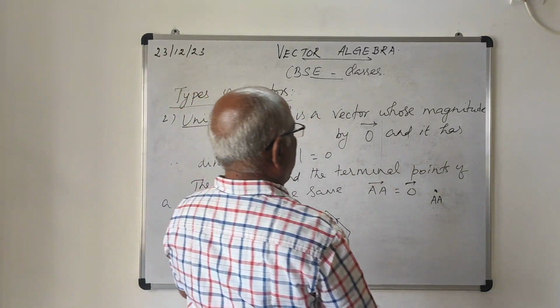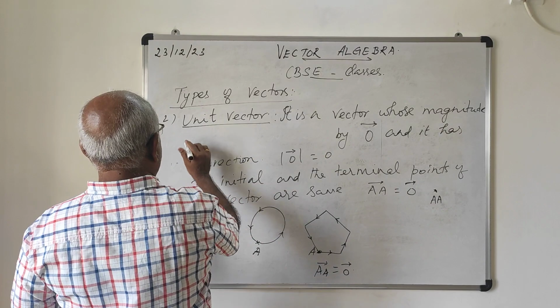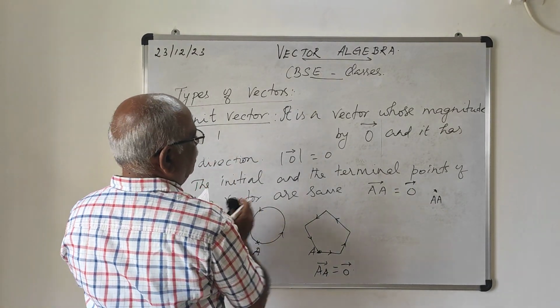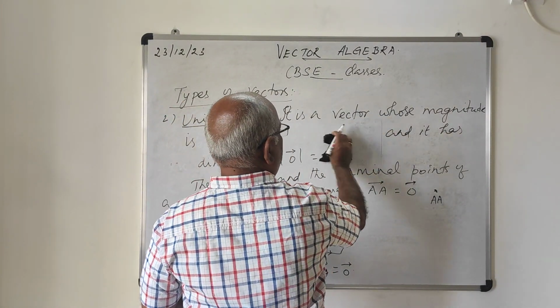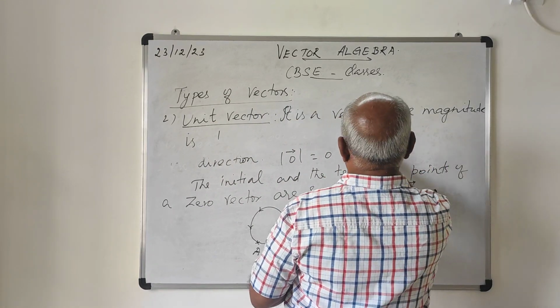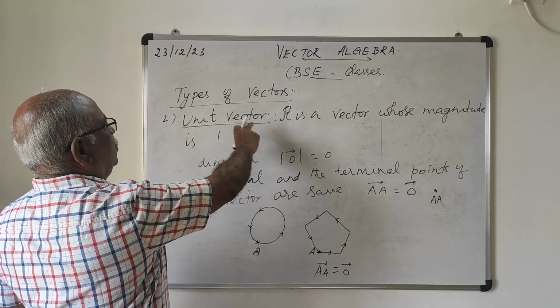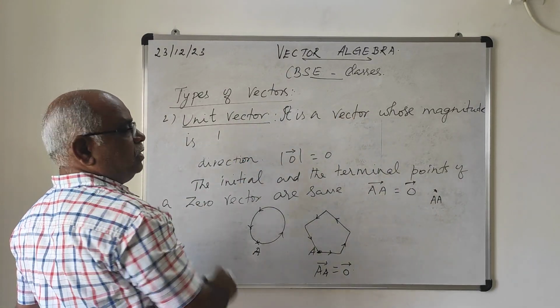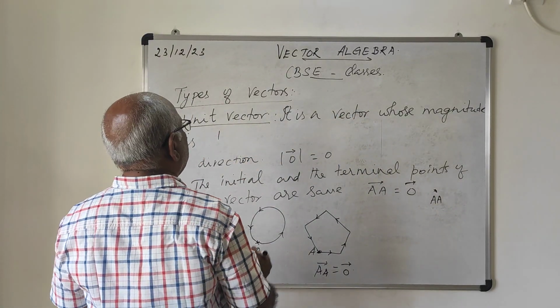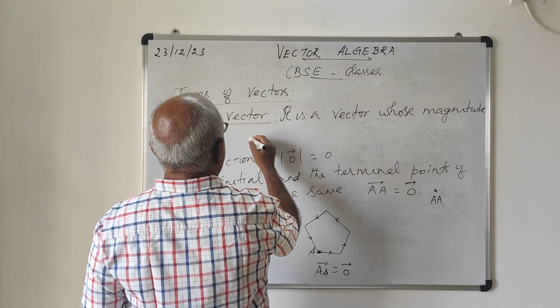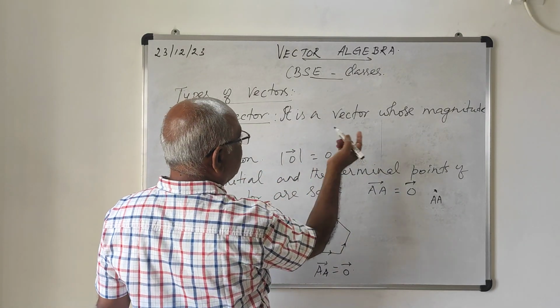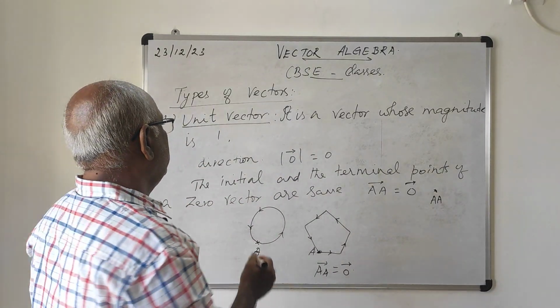It is a vector whose magnitude is 1. That's all. Zero vector magnitude is 0, unit vector magnitude is 1. The unit vector is a vector whose magnitude is 1. It's called unit vector.